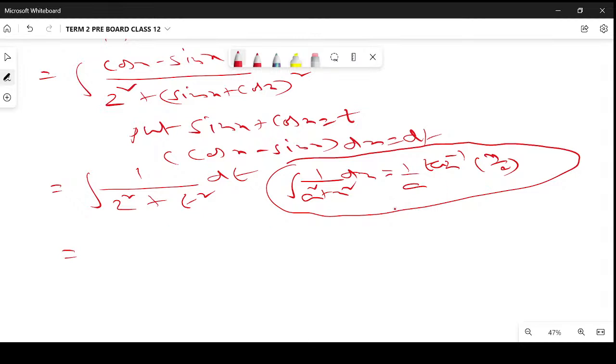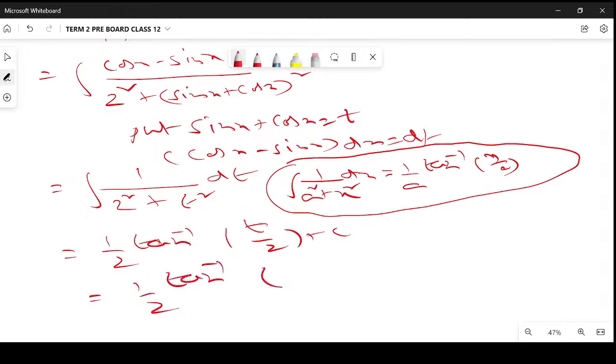If we compare with this, it is a square plus x square. Comparing, 1 by a is 1 by 2. Tan inverse of t by 2 plus c. So we can write 1 by 2 tan inverse. What is t? It means sin x plus cos x.